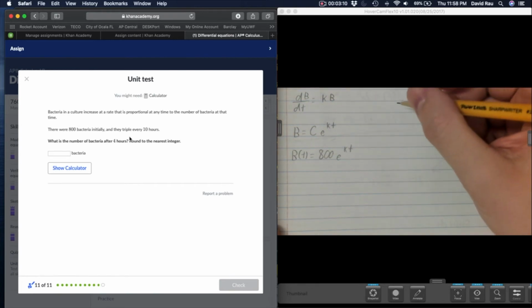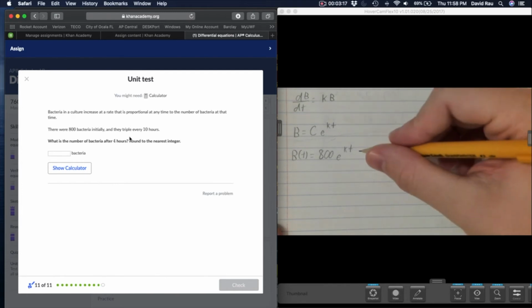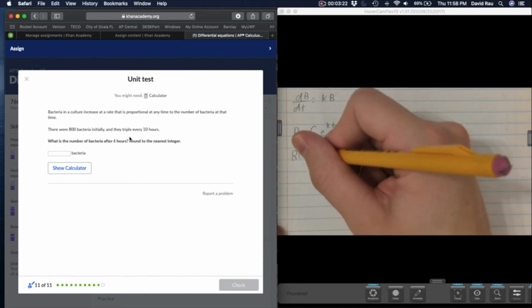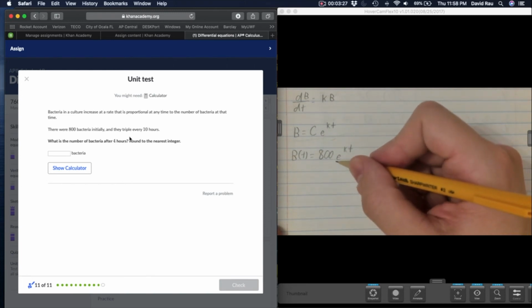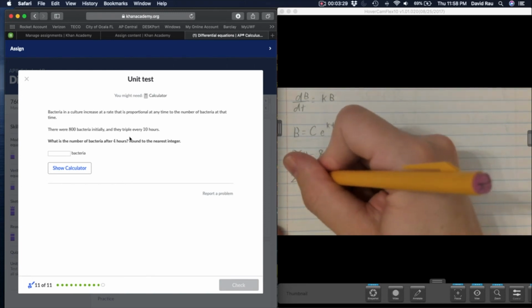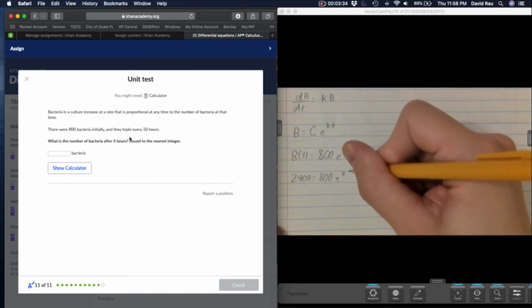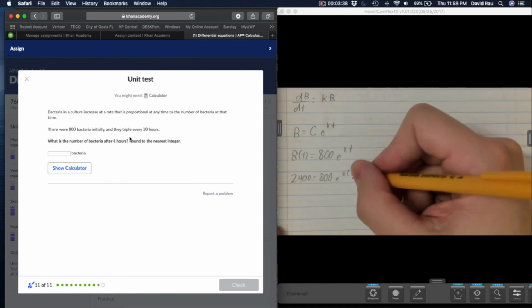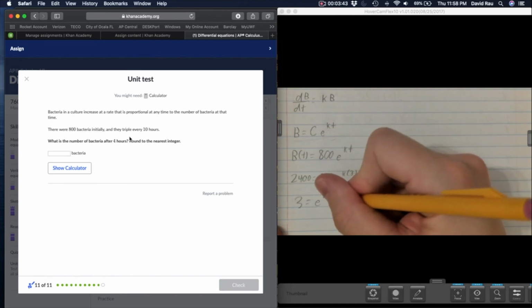All right, now what I also know is they triple every 10 hours. So now what I have to do is I have to say essentially this. I know that in 1 hour, the initial 800 will triple to 24,000. So in other words, 24,000 is equal to 800 e to the k when t is 3. So now I have a way to solve for what k is. So divide by 800, you'll get 3 equals e to the k 3.